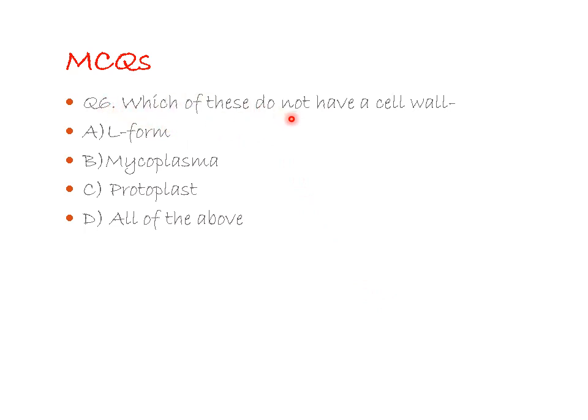So the last question is, which of these do not have a cell wall? A. L form, B. Mycoplasma, C. Protoplast, D. All of the above. And the correct answer is D. All of the above. As we have already seen, L form, mycoplasma, protoplast and spheroplast, all of them have no cell wall. They are cell wall deficient or defective forms.